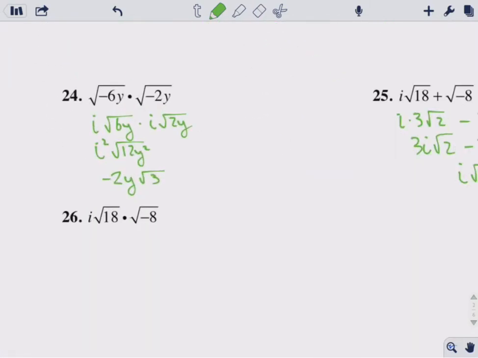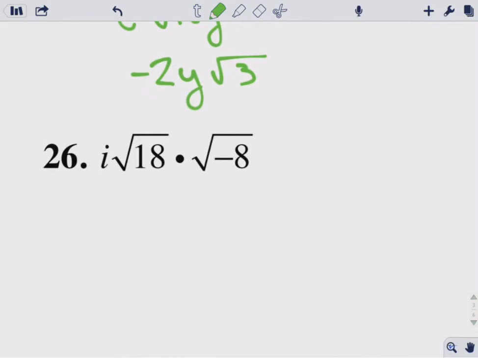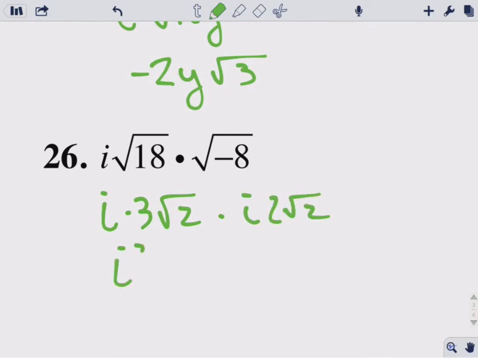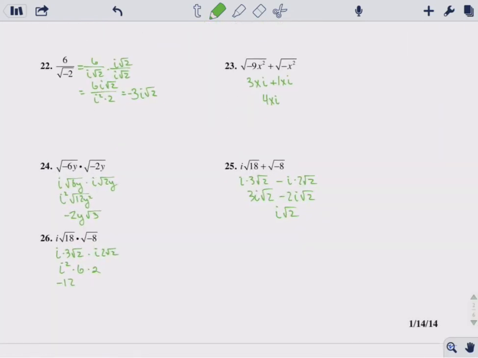And I gave you a similar problem. Okay, i times 3 root 2 times i times 2 root 2. So I get i squared. 3 times 2 is 6. Root 2 times root 2 is 2. So I get negative 12, because i squared is negative 1, and 6 times 2 is 12. And that's the end of page 2.